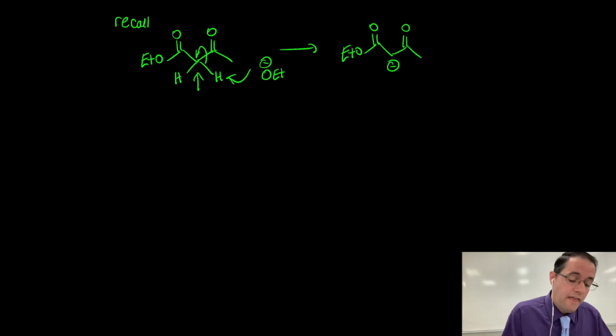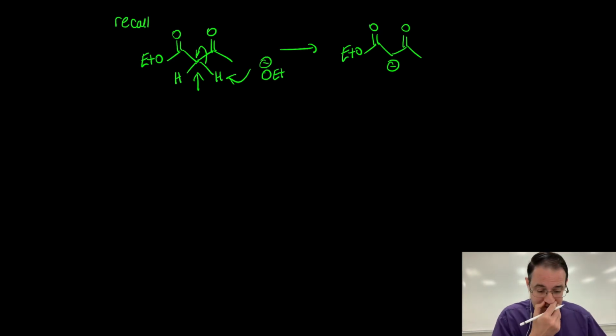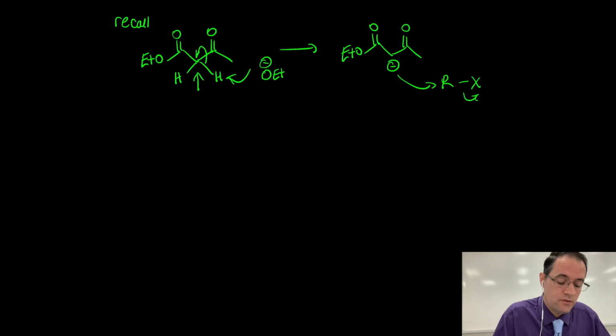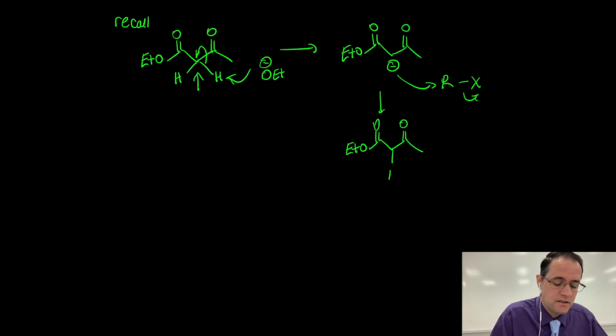Recall again that alkyl halides can be attacked by nucleophilic enolates. Okay, so if we add a primary, secondary, or methyl alkyl halide to this, we can alkylate the central alpha carbon of this guy here to give you a new molecule where we've introduced a new carbon-carbon bond. Okay?